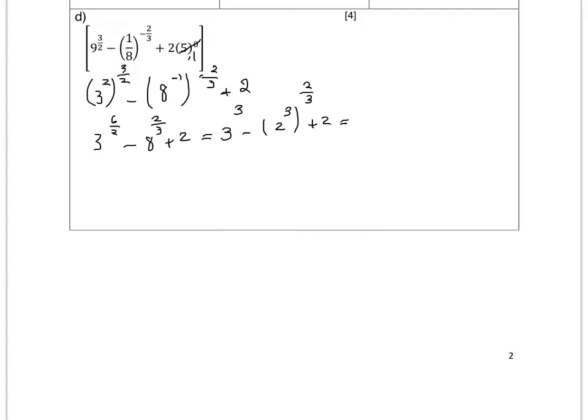3 exponent 3 is going to give me 27. 2 exponent 3 exponent 2/3 is the same as 2 exponent 6/3 plus 2. 27 plus 2 gives you 29, minus 2 exponent 6/3 gives you 2 exponent 2, which is 4. So 29 minus 4 is going to give us 25.